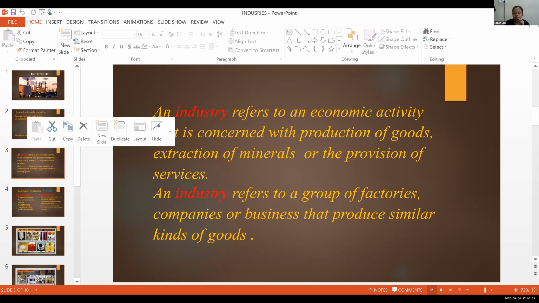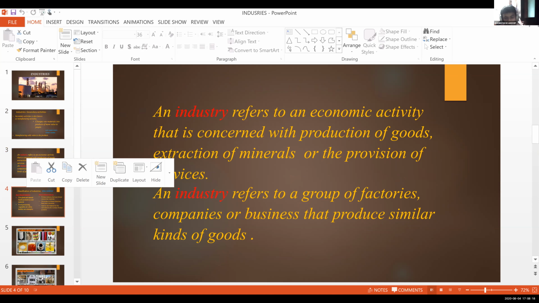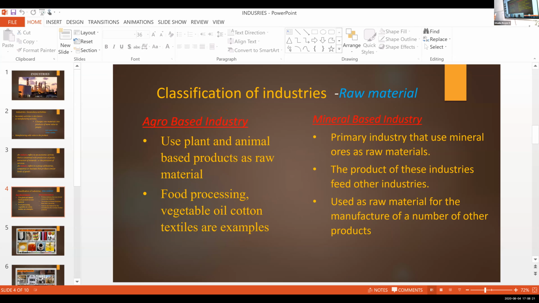We learned the definition of industry. An industry refers to an economic activity related to production of goods, extraction of minerals and provision of services. Production of goods, we can say iron and steel industry. Extraction of minerals, like coal, petroleum, etc. Provision of services, tourism industry, right? Service industry. Then classification. First classification is based on raw material. Here we have many classifications, but today we discussed only two: agro-based industry and mineral-based industry.